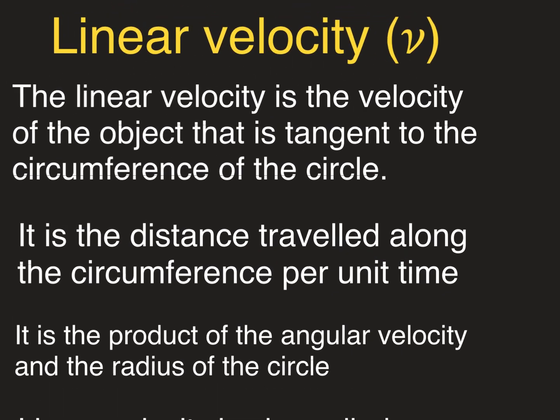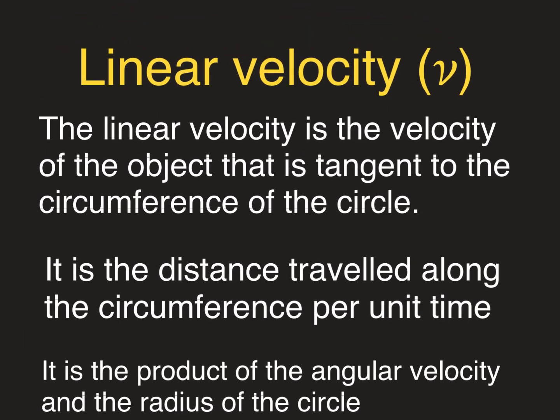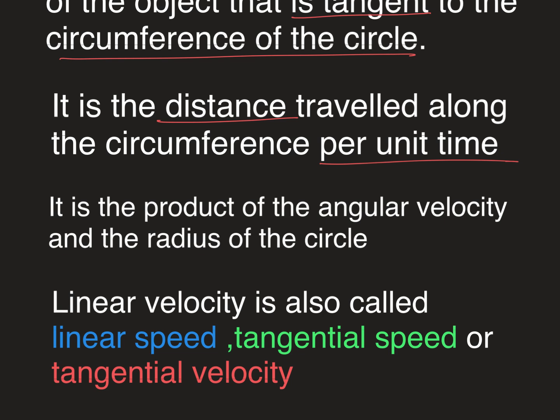We are now moving on to discuss linear velocity. Linear velocity is the velocity of the object that is tangent to the circumference of the circle. It is the distance traveled along the circumference per unit time. You can define it this way if you want. It is the product of the angular velocity and the radius of the circle.